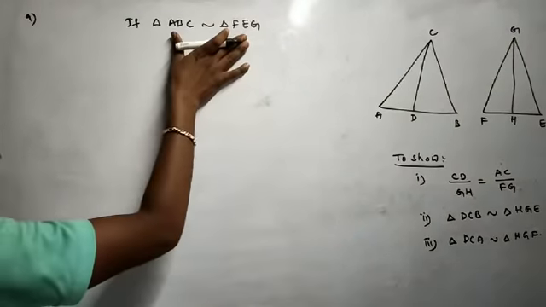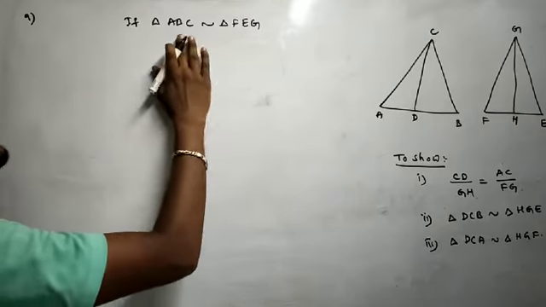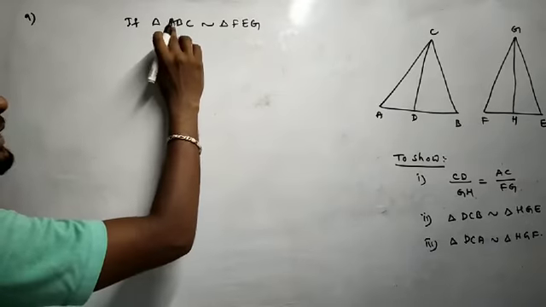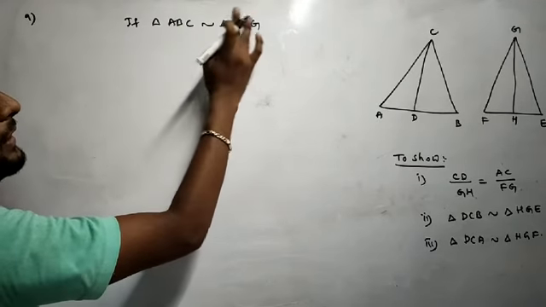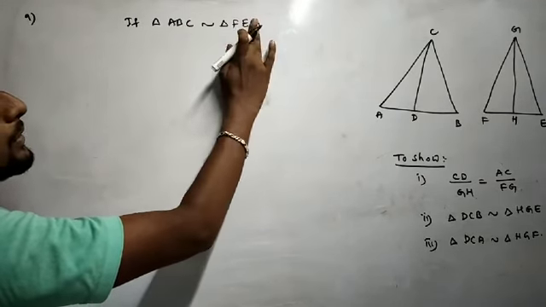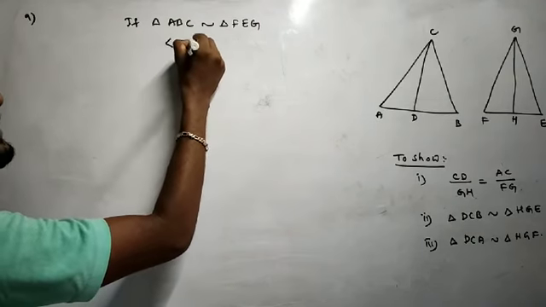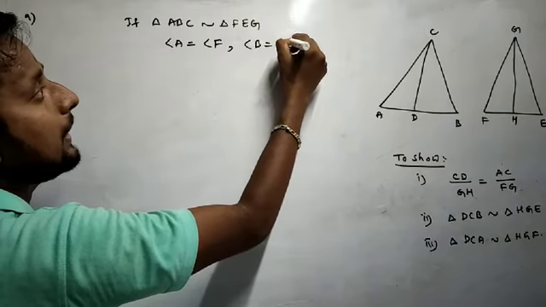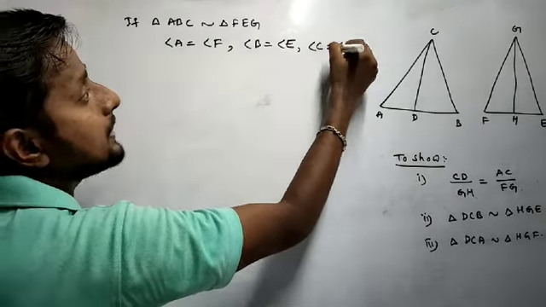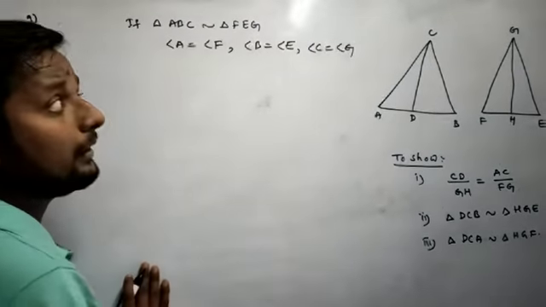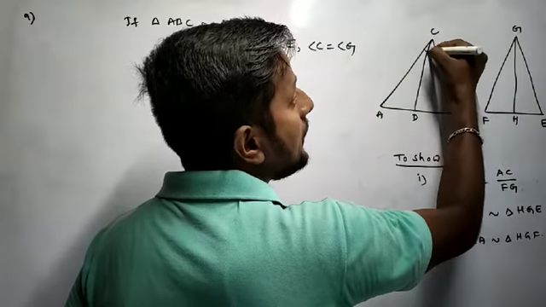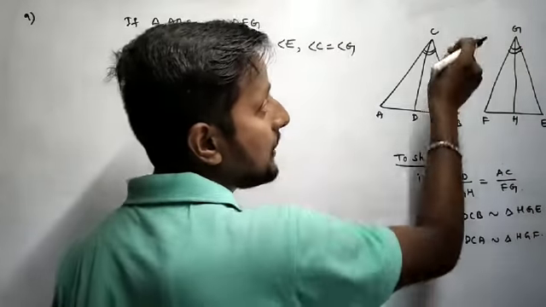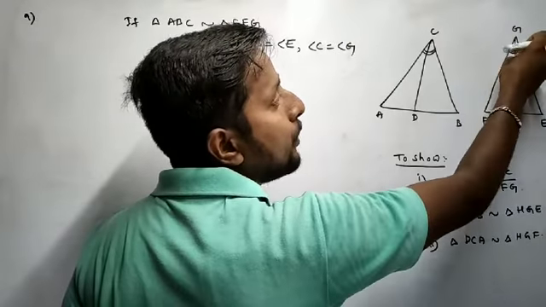In similar triangles, the corresponding angles are equal. Look at the first letter, F. The second letter is equal to E. The third letter is equal to G. So I'll write angle A is equal to angle F, angle B is equal to angle E, and angle C is equal to angle G. That means if it is 100 here, there also it is 100.